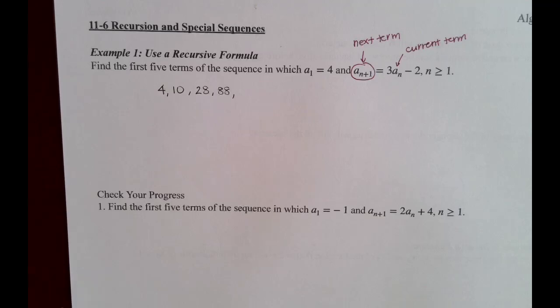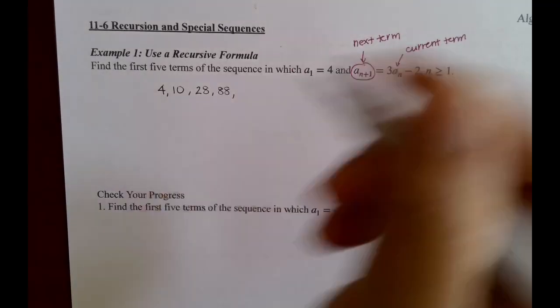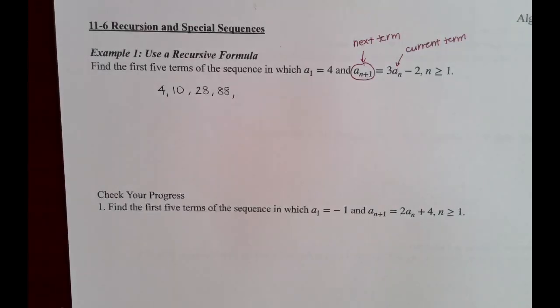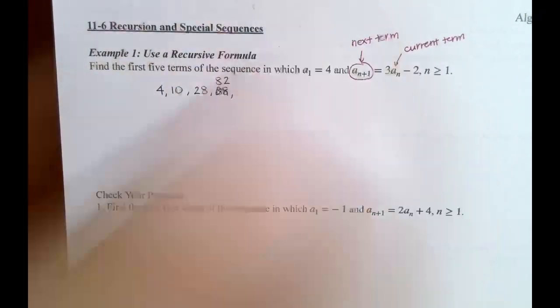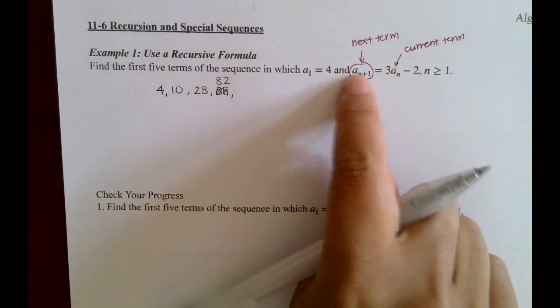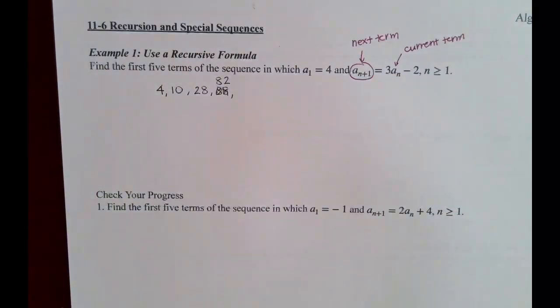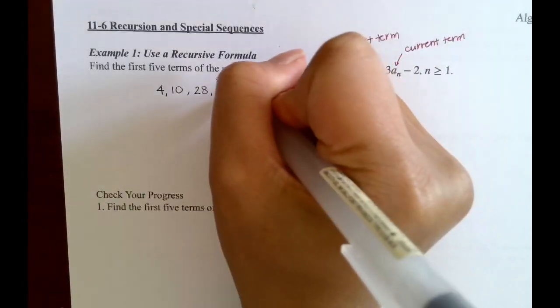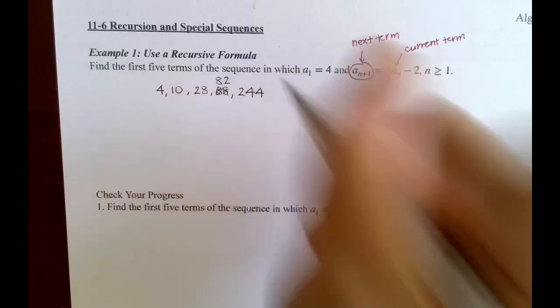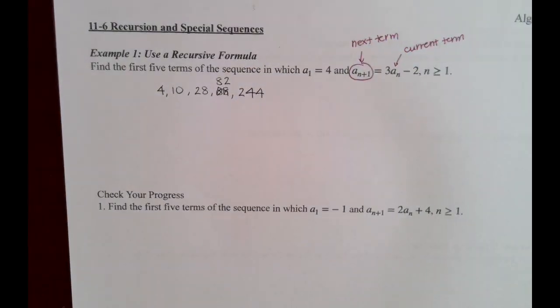Then to get the one after, so we'll say 3 times 28 is 84, minus 2, so that's 82. Okay. Then to get the next term, we're going to do 3 times 82, and then minus 2, and that will give us 244. And there you go. Right. So you can see them doing that for each one.